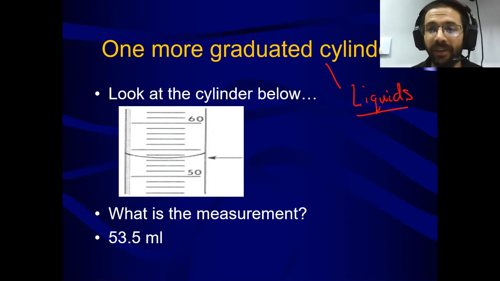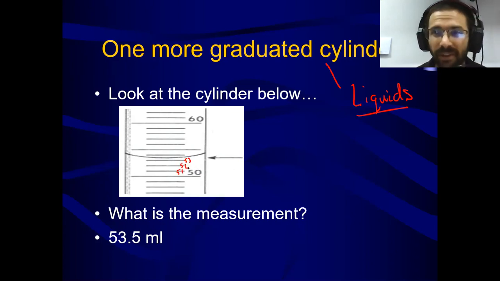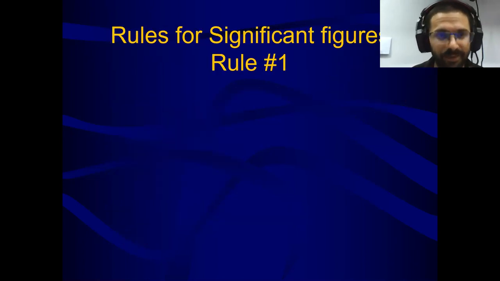We have 53.5 milliliters. Because we know that here we're at 50, this would be 51, this would be 52, 53. So we know for sure we're at 53, and we're going to estimate the last digit and say it's 5. So 53.5. This is as precise as we can go. We can't go to a second digit. We can only have one digit after that decimal for this measuring device.